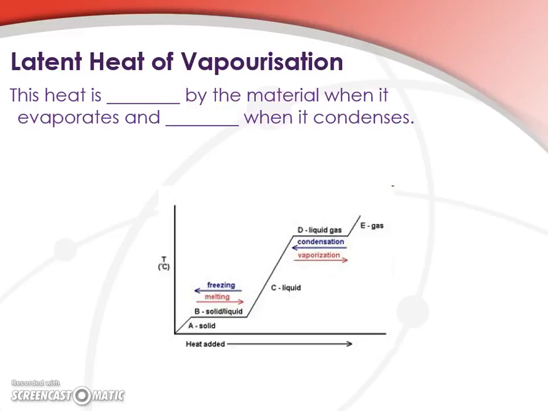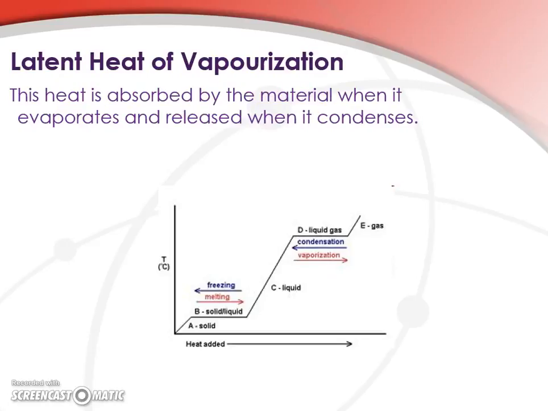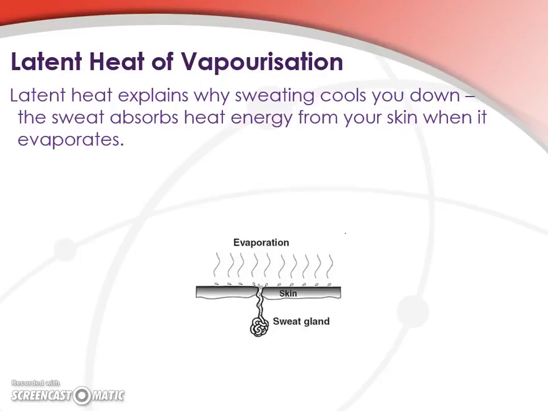So take a second, have a look at this graph, and decide what words get put in here. So when a material evaporates, heat is absorbed. And when a material condenses, the heat is released. And this is no great shock, right? That heat absorption when it evaporates is the reason why sweating works so well. We cool down because the process of the water evaporating pulls heat energy from our skin.